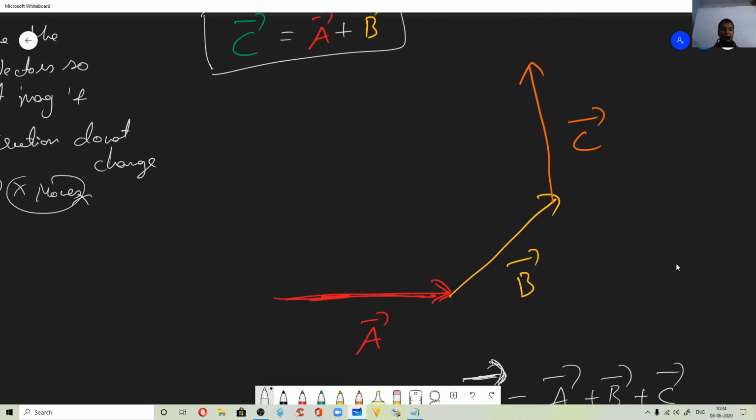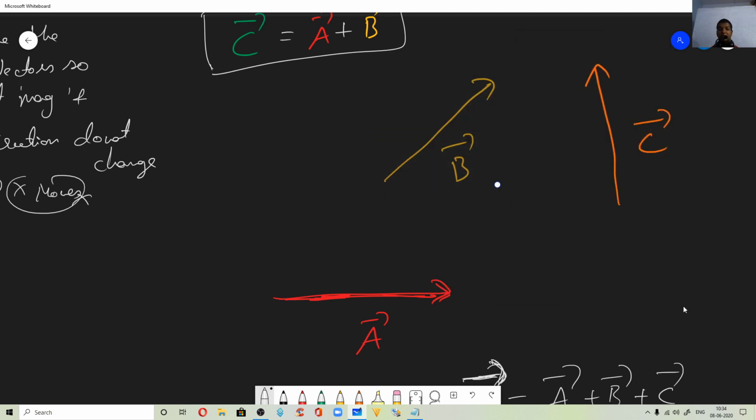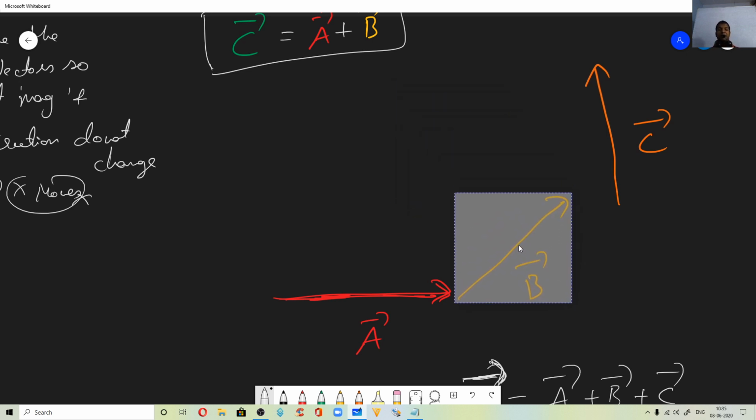Again, how to do it: say they give you vector C lying somewhere here, and vector B lying somewhere here. What you will do is arrange the vectors so that they are in the head to tail method. Wherever the head of the first vector lies, there the tail of the second vector must come. Where the head of the second vector is, there the tail of the third vector must come. Now I have kept B here.